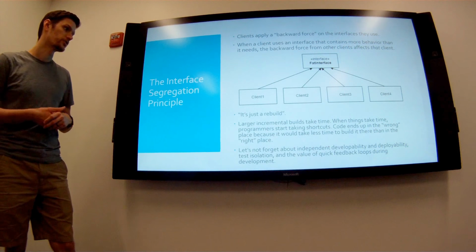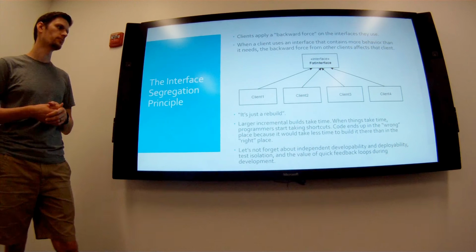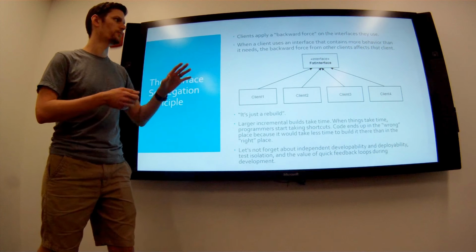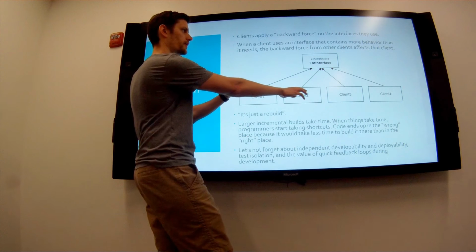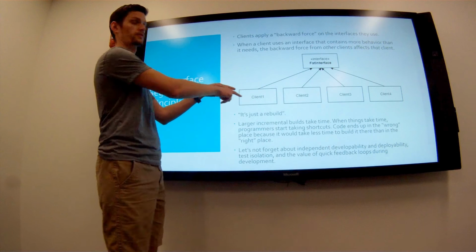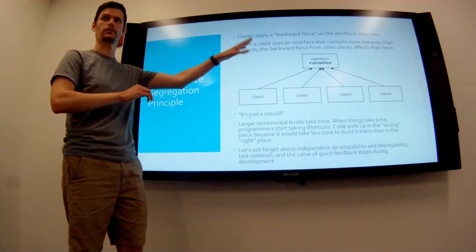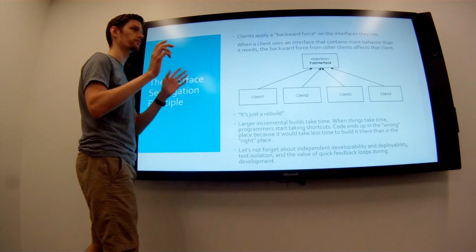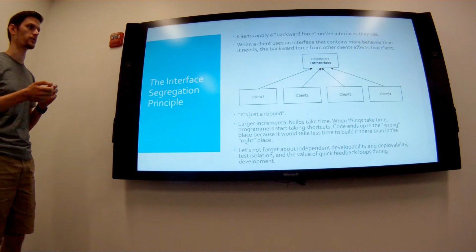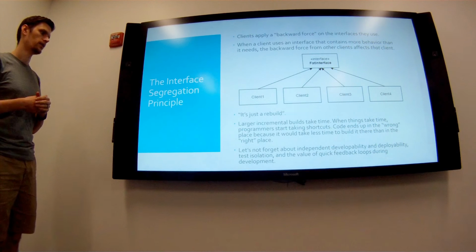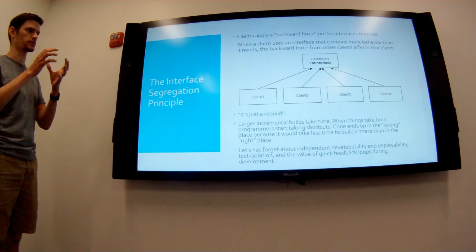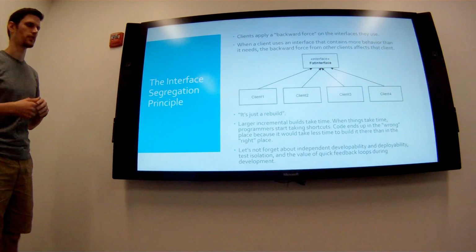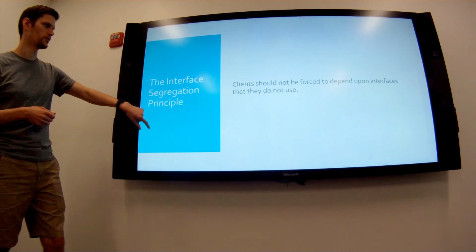And then also, it affects independent developability and deployability. If you have fat interfaces, then you might have different teams responsible for each client, and now they want to change the fat interface, but this team says, no, you can't do that. And if you were to change an interface, you have to worry about versioning if you deploy these things independently without affecting the other client. And same thing for test isolation: the more things that get affected, the more have to be tested, or should be tested.